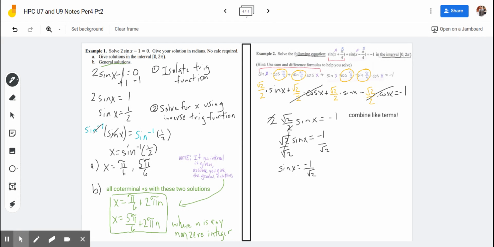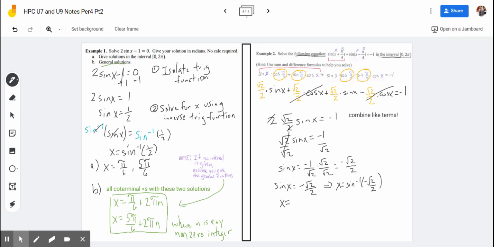And this looks pretty familiar. We just have to rationalize this value. So this is equal to negative radical 2 over 2. Okay, so sine x equals negative radical 2 over 2. So if we were to take the inverse of both sides, sine inverse of negative radical 2 over 2. Luckily, again, this is a unit circle value. And because it's negative radical 2 over 2, that occurs in quadrants 3 and 4.